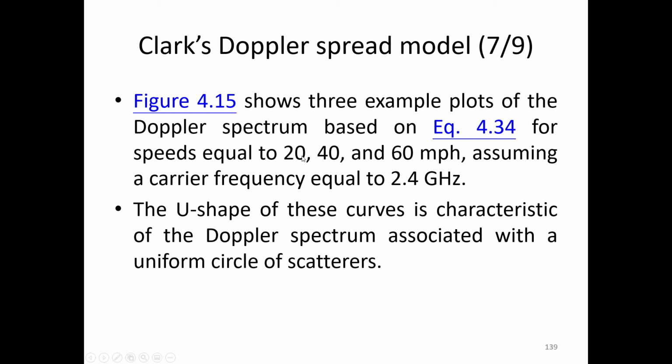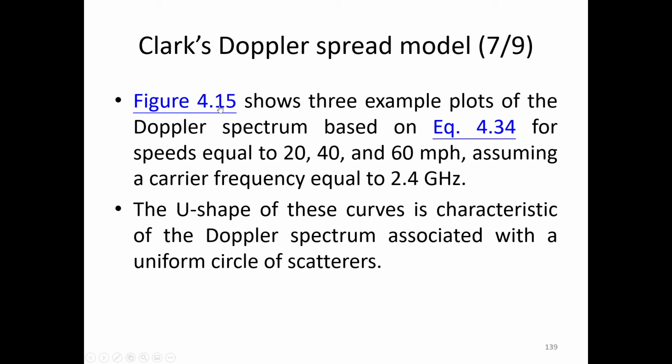Figure 4.15 shows 3 example plots of the Doppler spectrum based on equation 4.34 for speeds equal to 20, 40, and 60 miles per hour, assuming a carrier frequency equal to 2.4 GHz. 1 mile is approximately 1.61 kilometers.